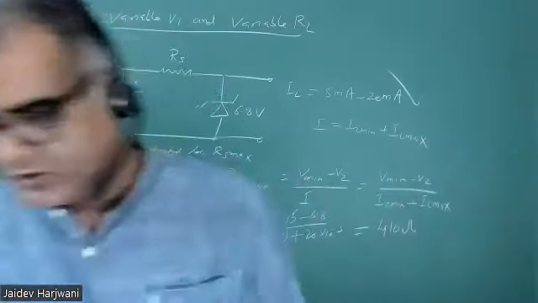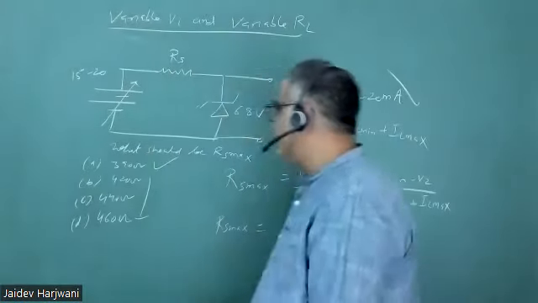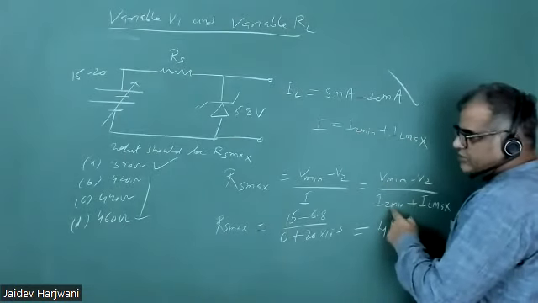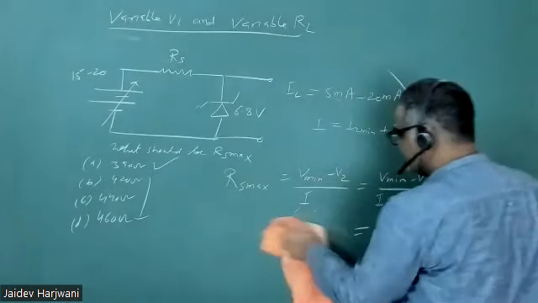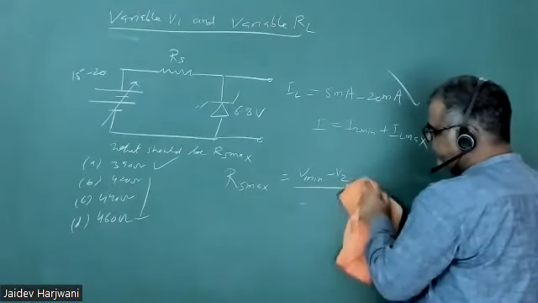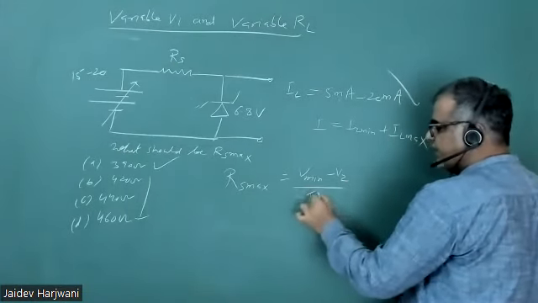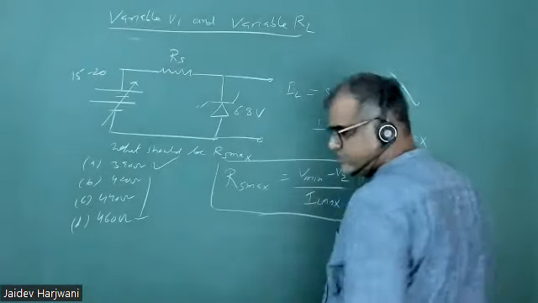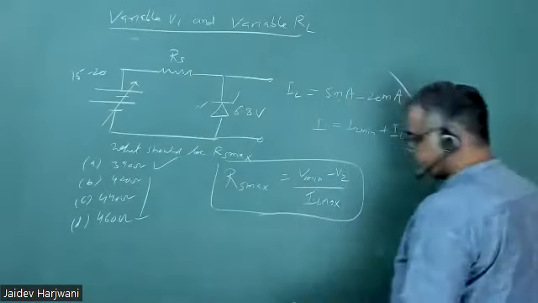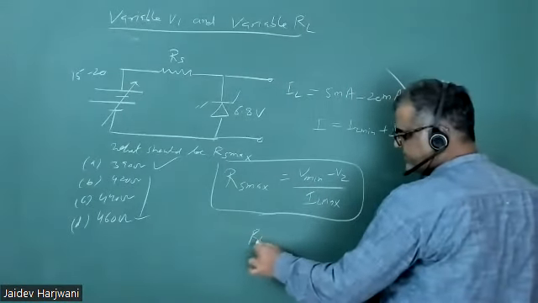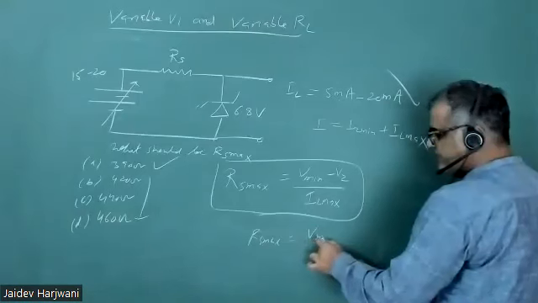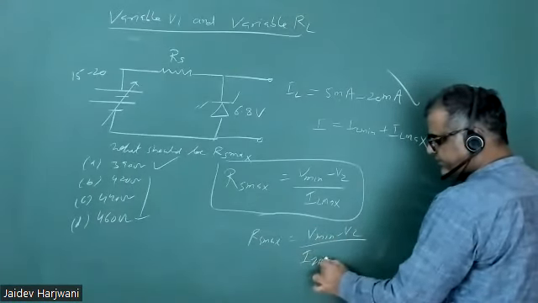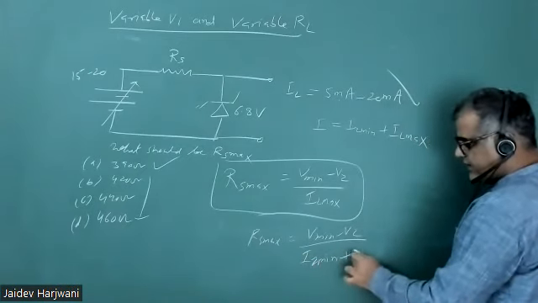So all the questions where you don't know IZ minimum, in that case you can take 0. In fact, the formula for this RS max is this IL max. You remember this formula. You can always take 0, but if IZ minimum is given in the question, then you can use RS max equals V minimum minus VZ upon IZ minimum plus IL max.